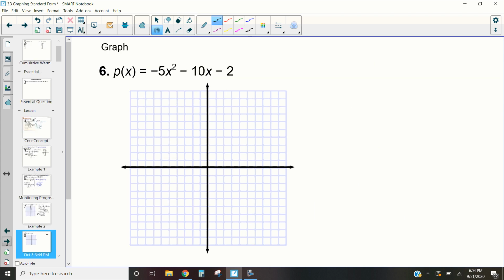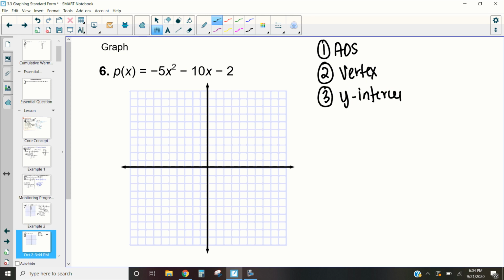So what I want you guys to do is try graphing this next one. I want you to try this one on your own. So remember, first we want to find our axis of symmetry and we want to graph it. Number 2 is that after we find our axis of symmetry, we want to graph our vertex. And then after we graph our vertex, we want to graph our y-intercept and its symmetric pair. So whatever that one on the other side is.